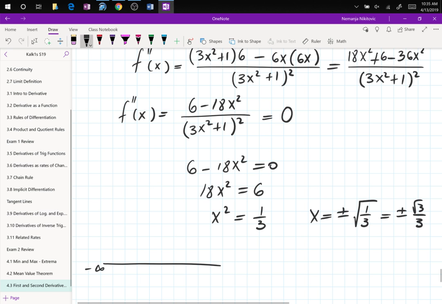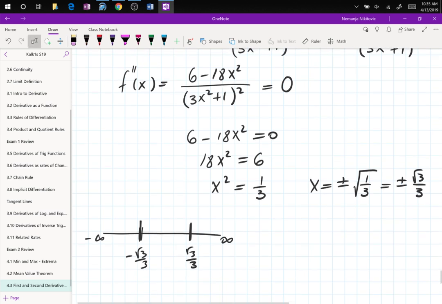We now know that it's from negative infinity to positive infinity, and we have the 2 partition values, negative root 3 over 3 and root 3 over 3, right? Those are our values. You can find the decimal values for these numbers in the calculator. And then obviously pick the 0 in the middle, and then on the sides pick -5 or negative whatever, right? And plug them in the second derivative to compute, right? For concave up, concave down.